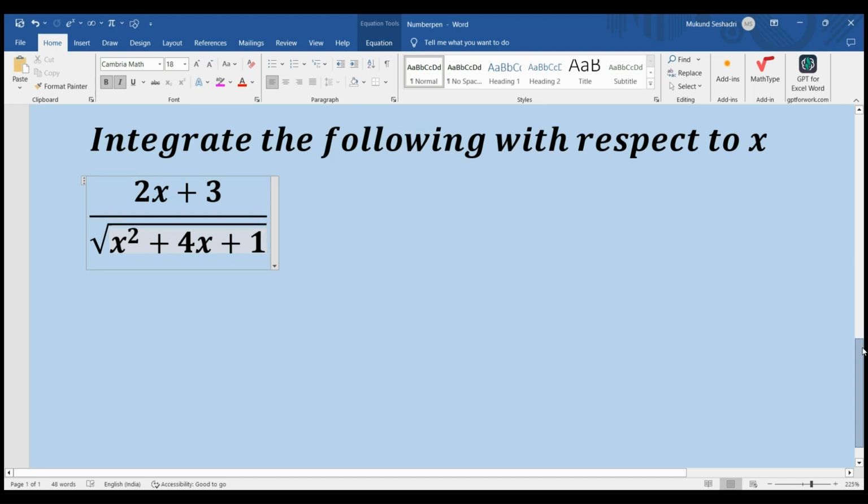So there we have the problem on the screen. Integrate the following with respect to x. We have 2x plus 3 divided by square root of x square plus 4x plus 1. So what we have been given is dy by dx and we've been asked to find y. My y is nothing but the integral of the given expression. So let us write down our y.